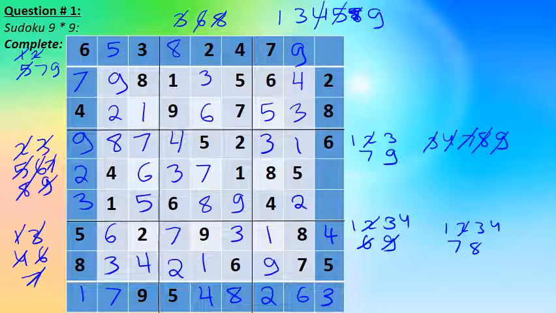Now the last box, what is it missing? It's missing 1. So here we write 1. 9 and 7. So we write 9 and 7. Okay, good work.